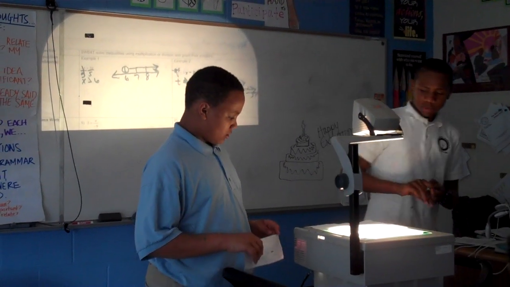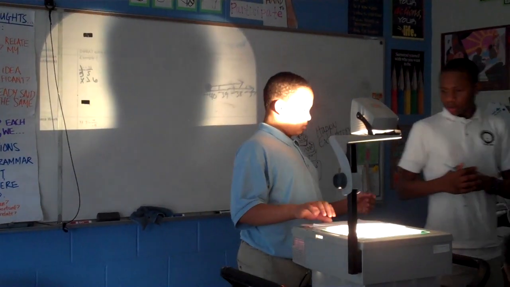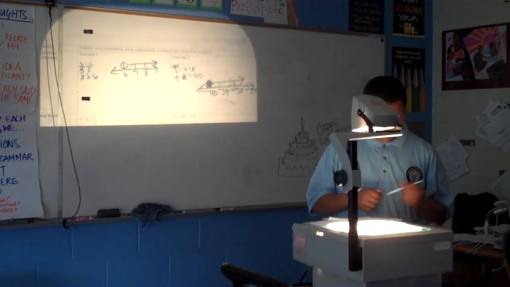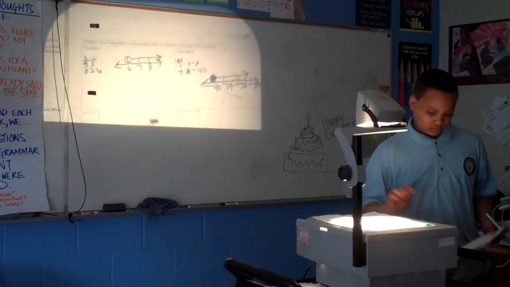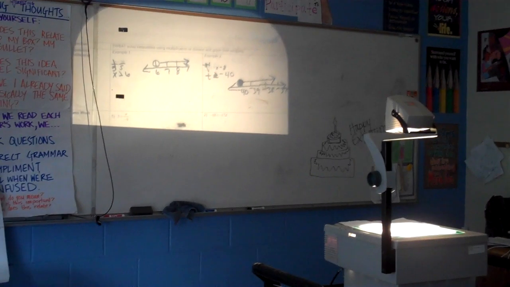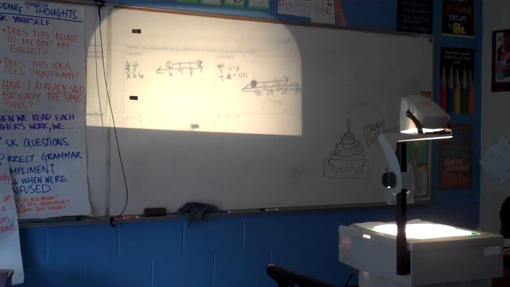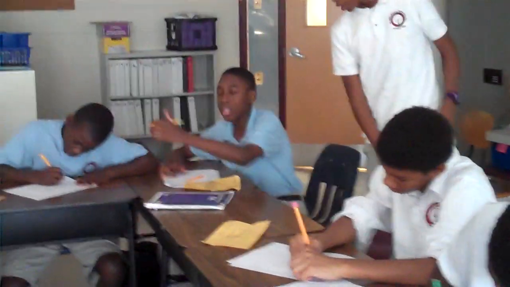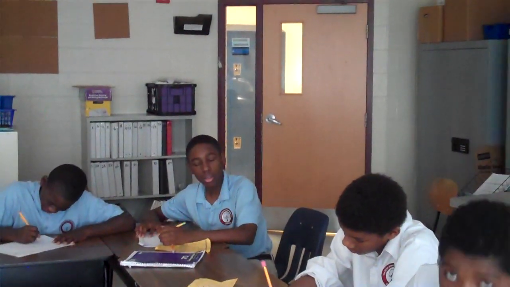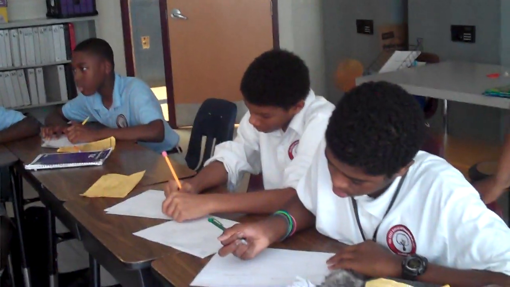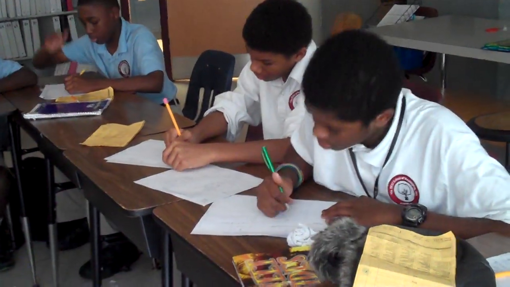We're going to go around. Does it say A? George, number 1. Why don't you write this down? Look at this problem.